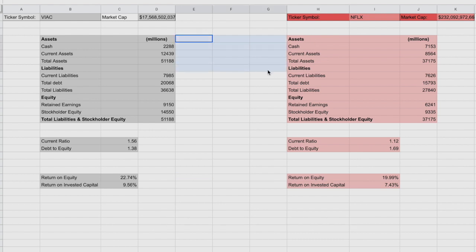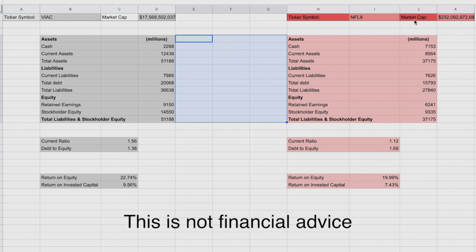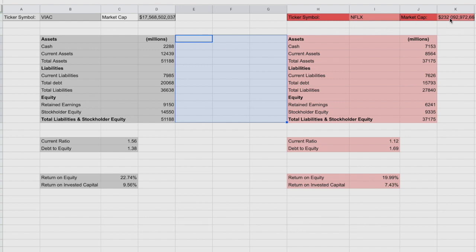And remember, this is not financial advice, but in my personal opinion, I do believe that Viacom is undervalued and potentially does have a lot of room for upside if they're able to get their streaming platforms to scale, which will allow them to start growing revenues and earnings a lot faster.